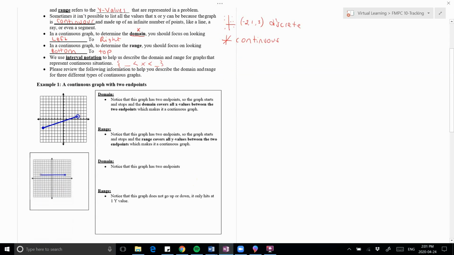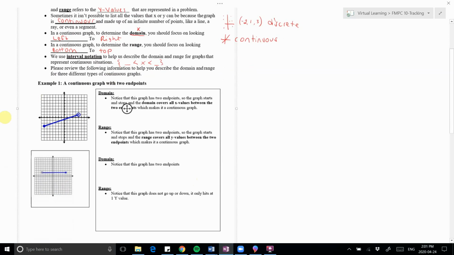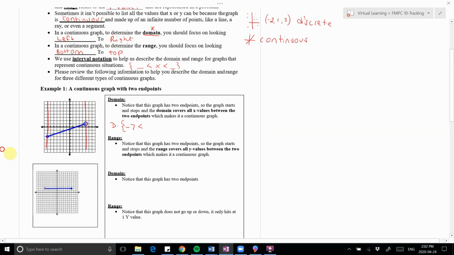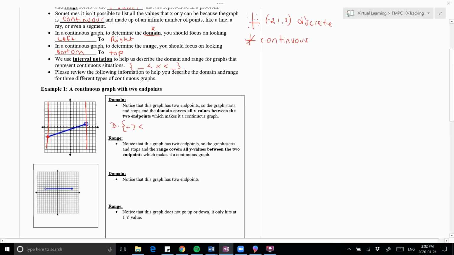So this is kind of like one of those graphs that we were looking at last day, right? We've got those two endpoints. So when we're doing that, we're going to start for our domain. What's the furthest left I can go? And then what's the furthest right I can go? And we turn that into an interval, right? So for domain, the smallest point I can have is 1, 2, 3, 4, 5, 6, 7, so -7. And because that's a solid point, that can also be equal to.